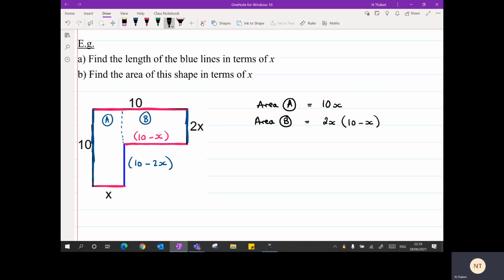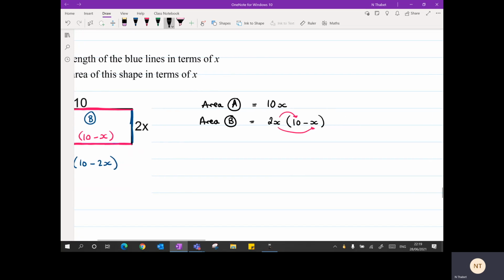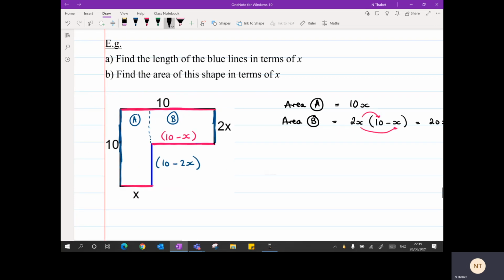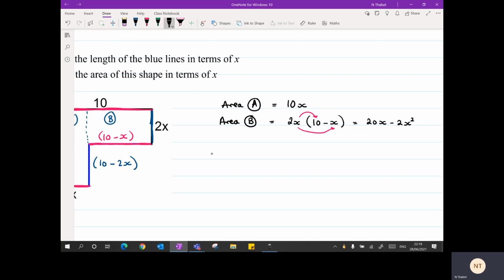And when you expand, you get 2x times 10 and 2x times negative x. So you will get 20x minus 2x squared. But you want the total area of the complex shape. So it's those two areas added together. So 10x add 20x minus 2x squared.